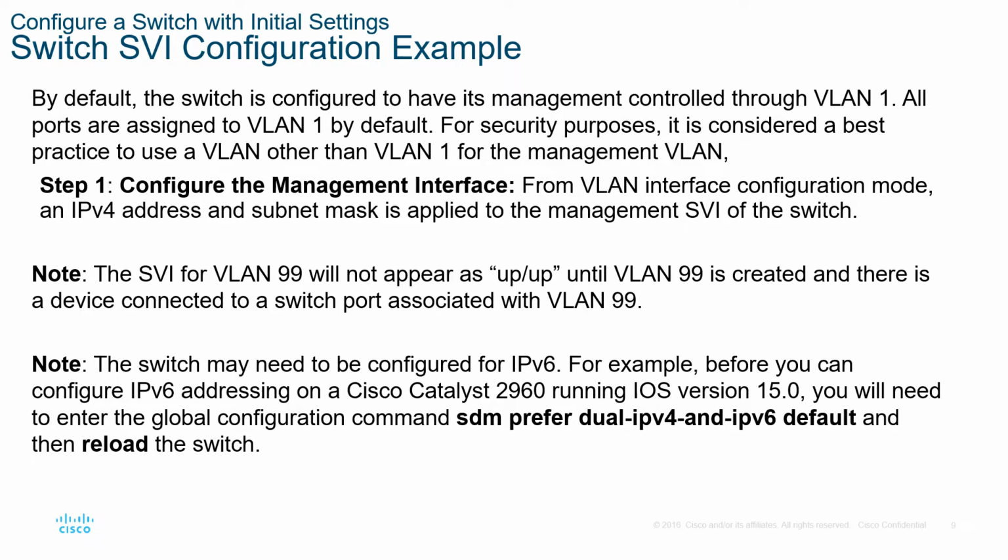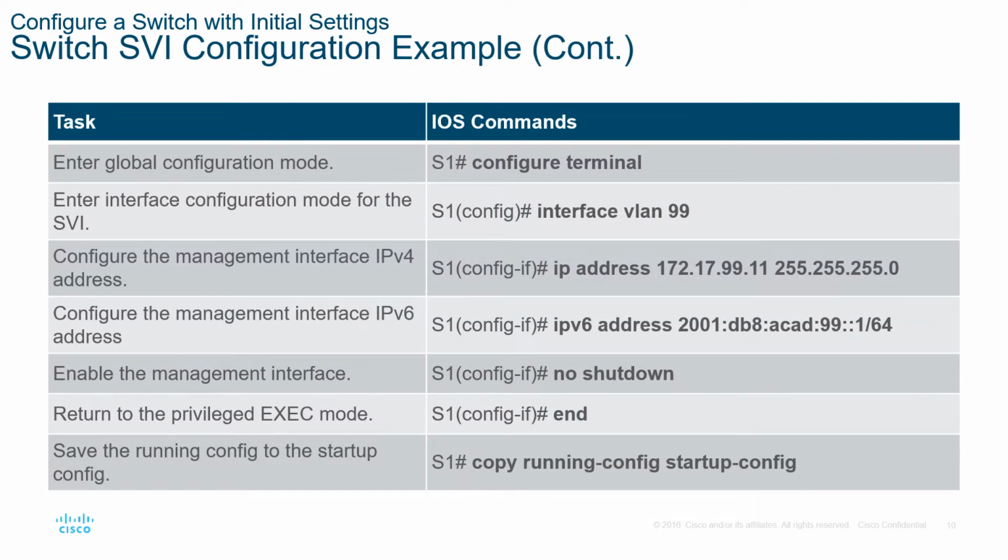So the SVI configuration. Again, very important to set up an IP address on the switch, and we do it in VLAN 1. Okay, so it is recommended to change it. Like in this case, for example, you change the SVI instead of VLAN 1, change it to VLAN 99. And this is the configuration.